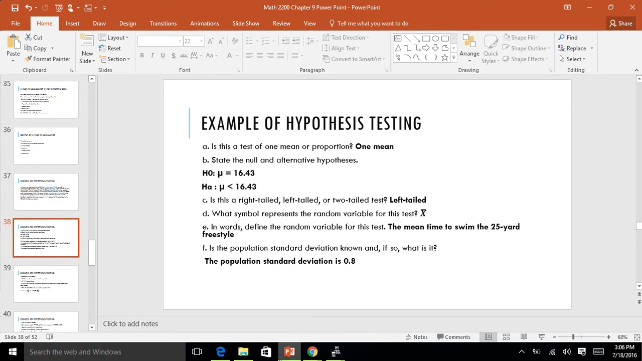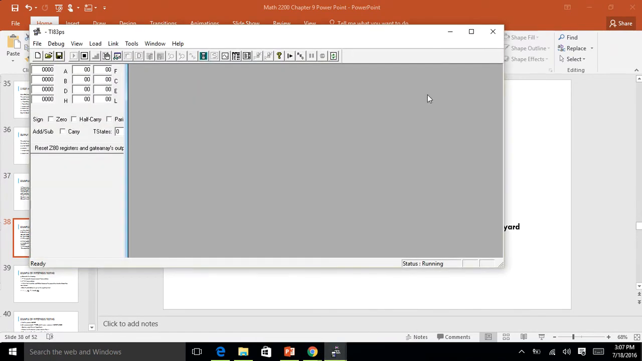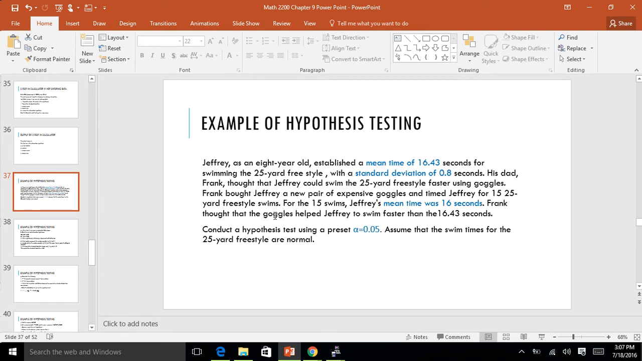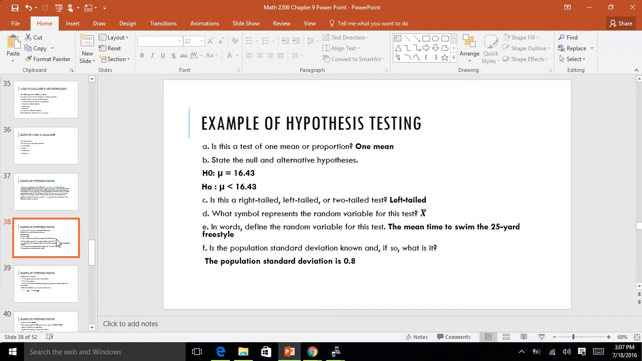Okay, so let's see what we need to put into the calculator. Let's do some things first. Is this a 1 mean or proportion? It's a 1 mean because it says average time. What are my null and alternative hypotheses? If the father thinks that the goggles can help him swim faster, that means he wants to decrease his time, not increase it. So my alternative is the mean is less than 16.43, and my null is mean equals 16.43. Is it a left-tailed, right-tailed, or two-tailed test? It's left-tailed because of the less than sign in the alternative.